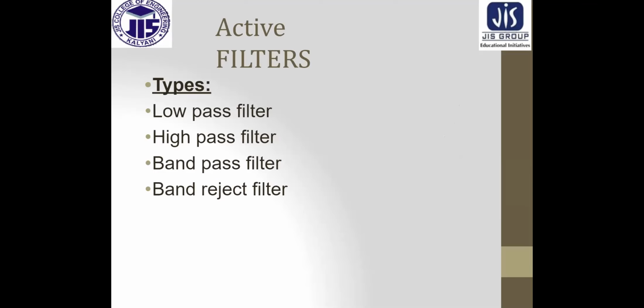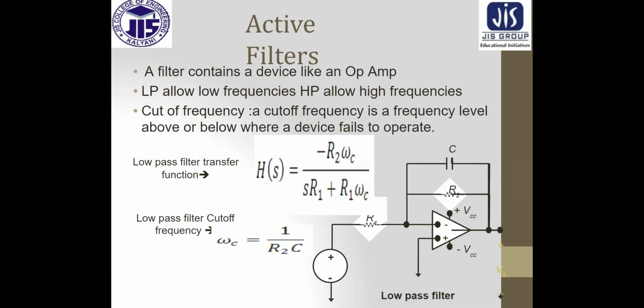The next application of op-amp is filter, active filter, which is again classified as low pass filter, high pass filter, band pass filter, and band reject filter. A filter contains a device like an op-amp. Low pass filter allows low frequencies, and high pass filter, as the name implies, allows high frequencies. A cutoff frequency is a frequency level above or below where a device fails to operate.